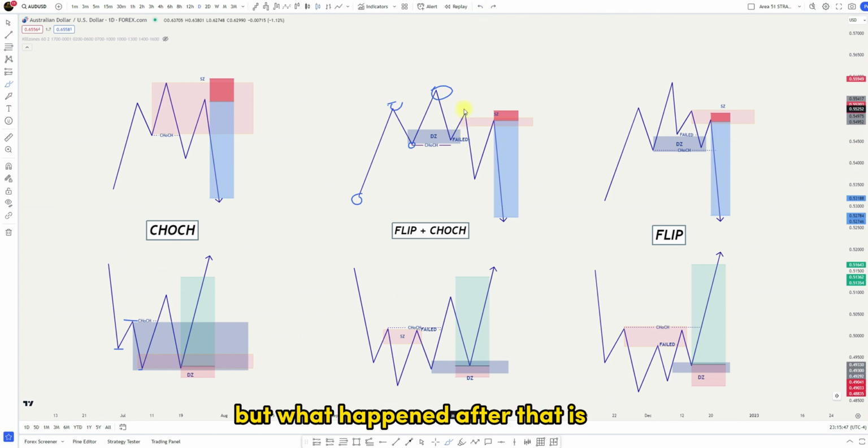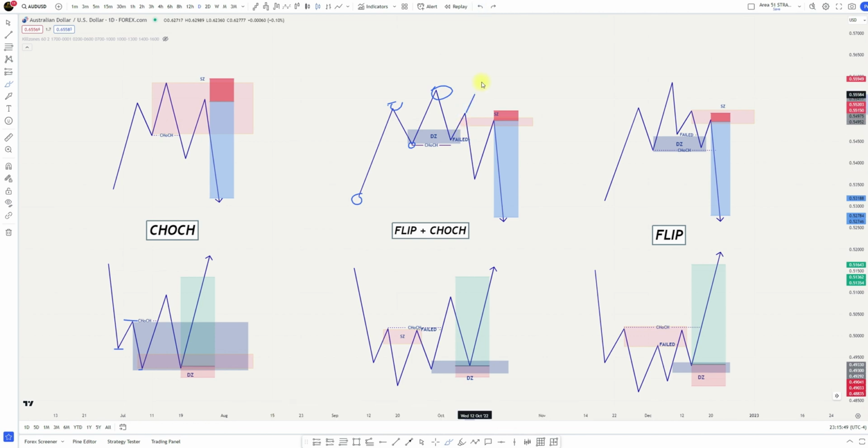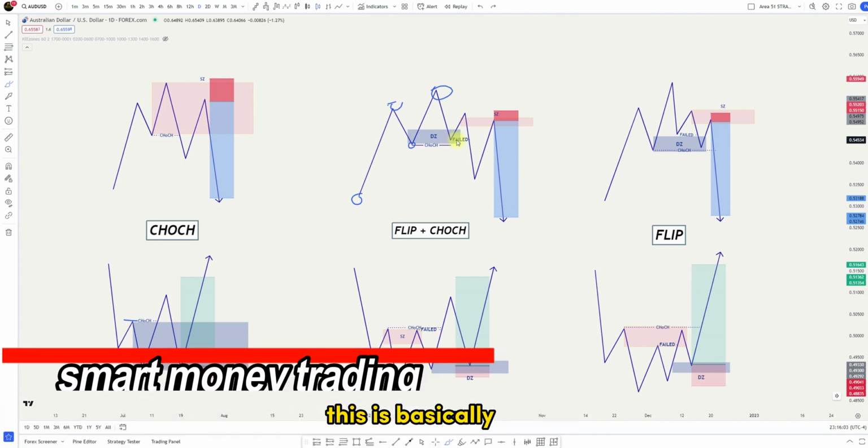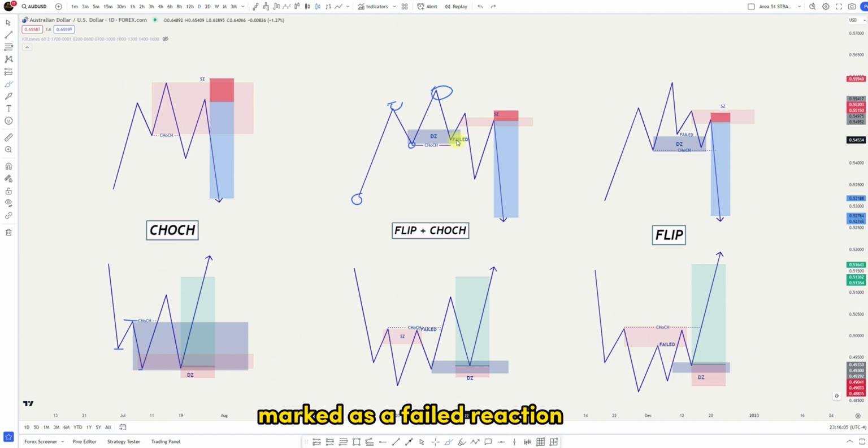But what happened after that is, instead of price going up and creating a higher high, taking out this structure, price did not create a higher high. It continued to the downside. So the reaction here was taken out. Once this reaction is taken out, this is marked as a failed reaction. This is marked as a failed demand zone. Price did not hold it very much.